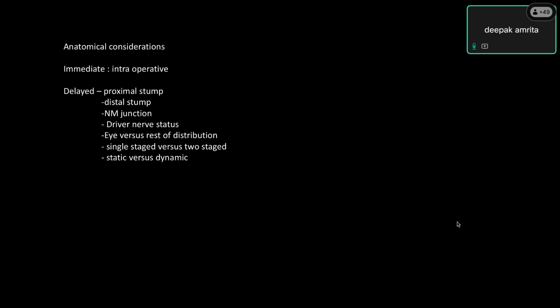Now, as I mentioned, the neuromuscular junction depends totally on time. If it is 12 months to 18 months, we can still think of it after doing EMG and biopsies. But if that is not possible, we have to think of doing a free functioning muscle transfer. Now, the donor nerves, I mentioned the facial nerve, but we have other nerves like the mesenteric nerve and hypoglossal nerve. Again, both of these I would reserve for the mid and lower face, and I would not use it for the eye. That is why I said eye versus rest of distribution.